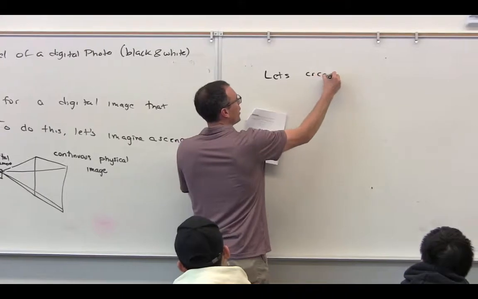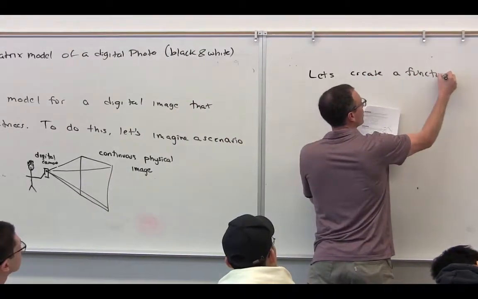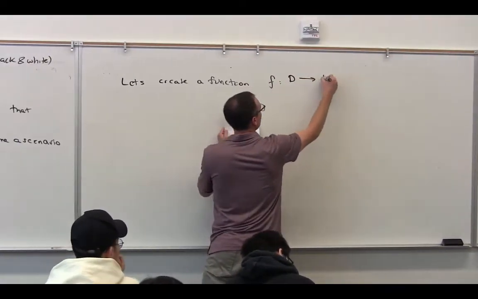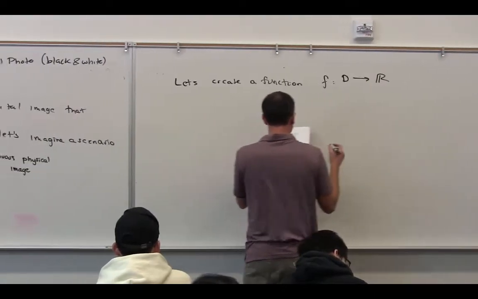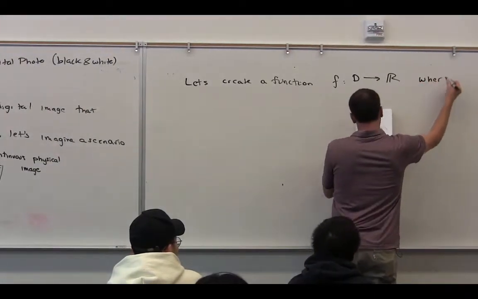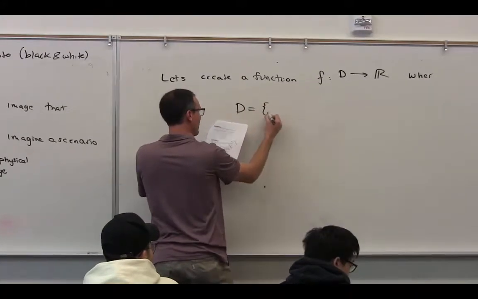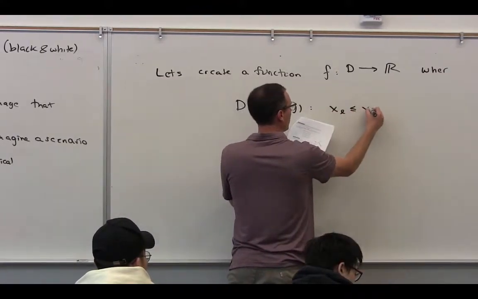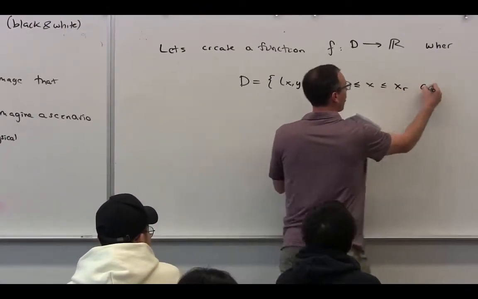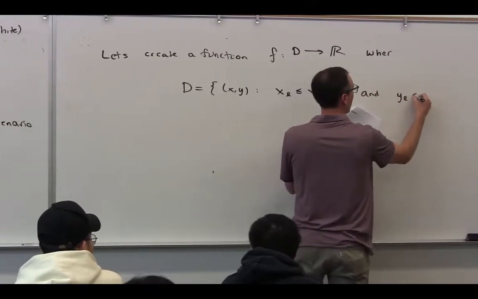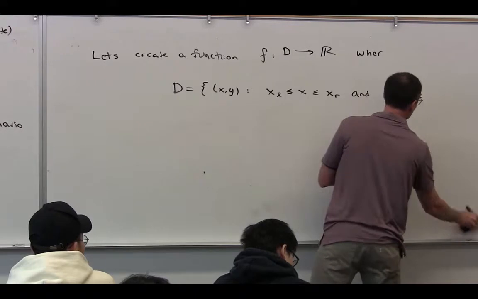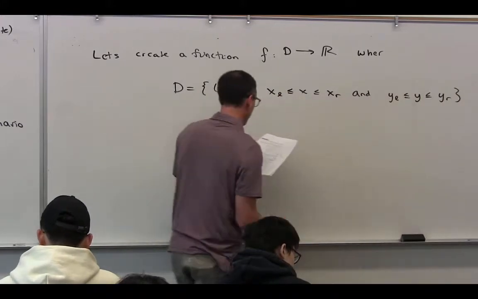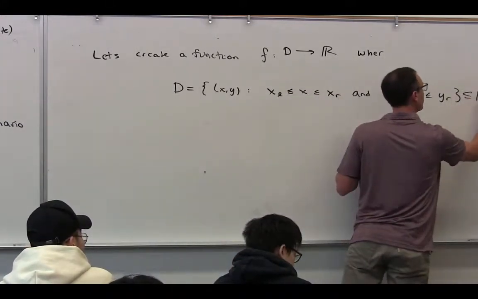Okay, so we're going to say that let's create a function f which goes from our physical image D into R, where the domain D is going to be the set of all (x, y) such that x_L is less than or equal to x, which is less than or equal to x_R, and y_L less than or equal to y, I suppose this should say y, so there's a typo in your notes there, less than or equal to y_R. This is a subset of what we call R^2.